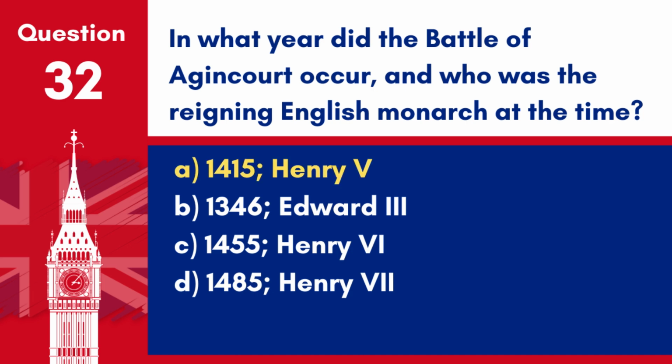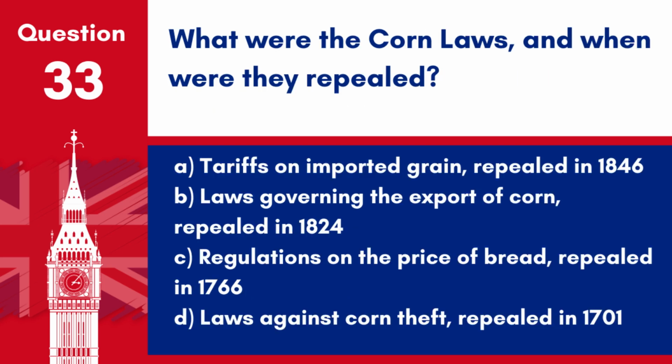Answer A. 1415, Henry V. The Battle of Agincourt occurred in 1415, with Henry V as the reigning English monarch. Question 33. What were the Corn Laws, and when were they repealed?